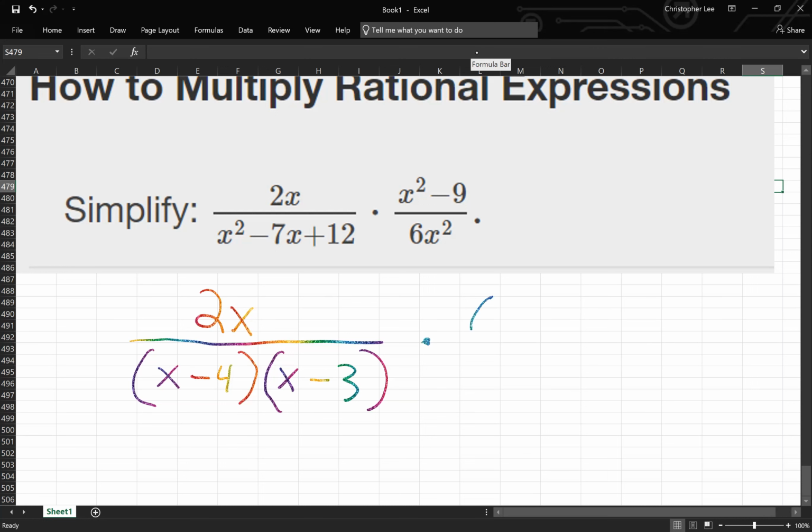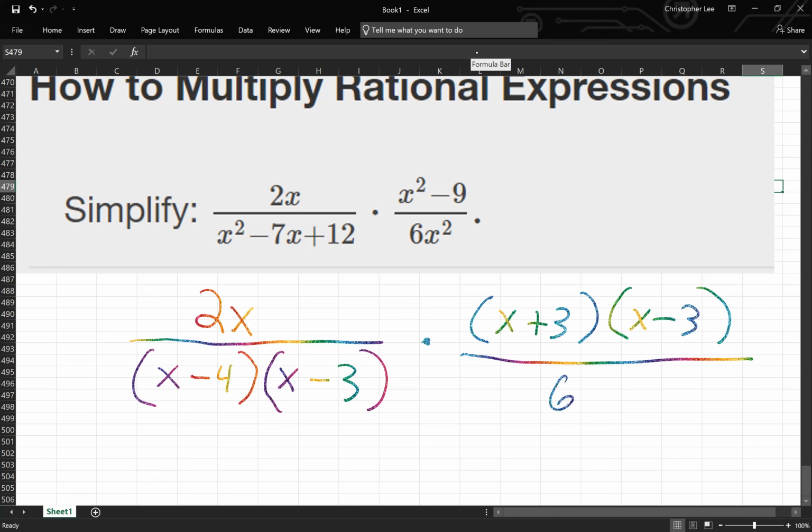Times, help me out right here. I have x squared minus 9. Very good. And then, of course, I have the 6x squared, right?